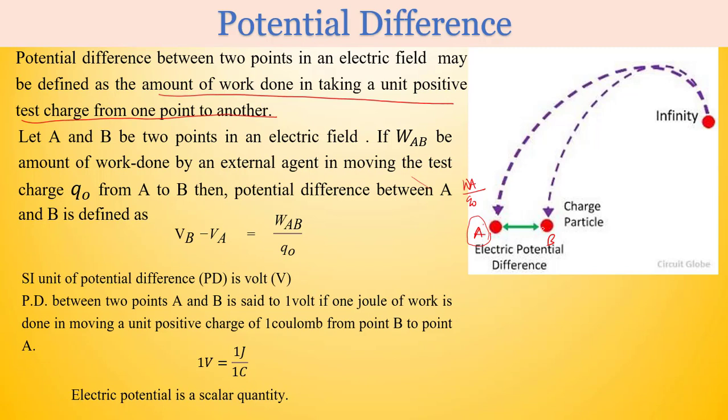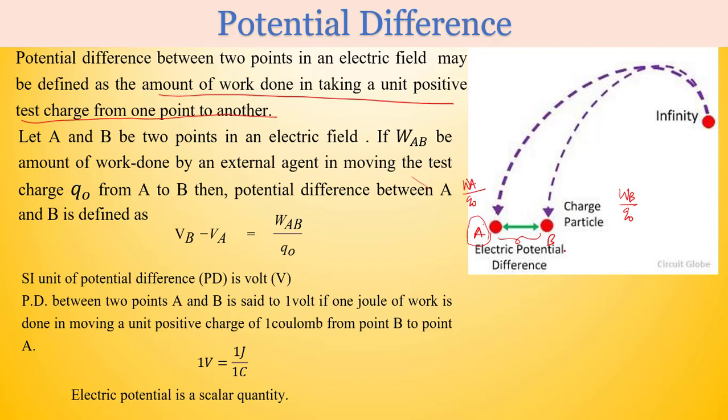For this point again we can bring that unit positive test charge to this point, and we can find how much is the work done. So that will be WB over Q naught. So what is the difference between these? Whatever the difference is, is nothing but the potential difference. This is one way of stating or knowing the potential difference between the 2 points in an electric field.